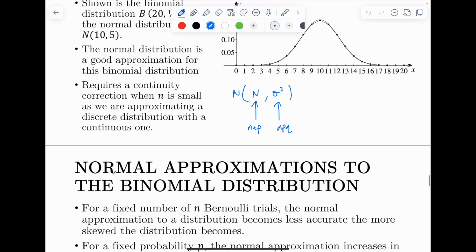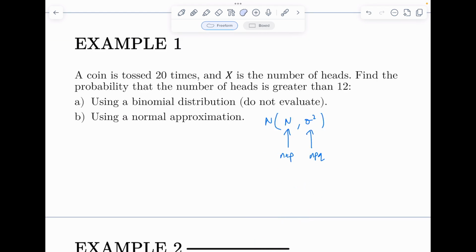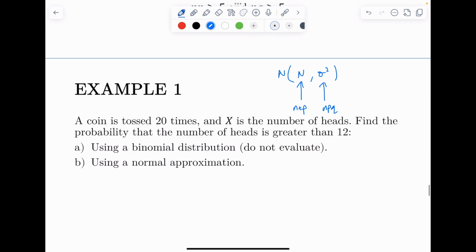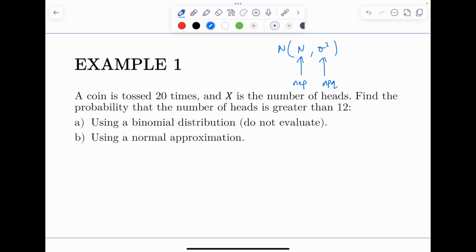So let's keep these in mind as we do the first example. I'm running out of time today, so I'm going to just take us through the first example. A coin is tossed 20 times, so this is our n, and x is the number of heads. Find the probability that the number of heads is greater than 12 using a binomial distribution. Do not evaluate.